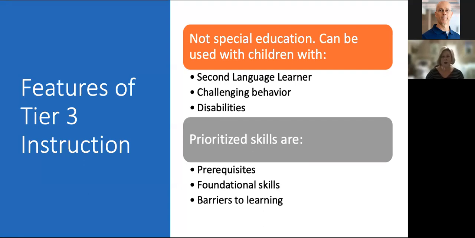And as I said earlier, Tier 3 instruction is used to teach those foundational skills that are preventing the child from accessing, participating in, and making progress in the general curriculum. So these are children that are nonverbal, that are not speaking and not expressing. And I'm not talking about toddlers that are nonverbal. I'm talking about 3-year-olds who are still having difficulty.